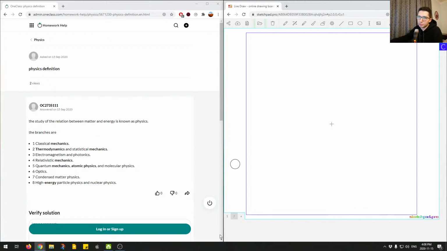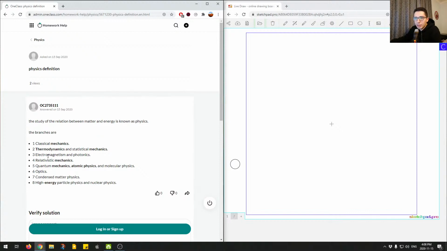Alright, so for question number 2, this is a pretty broad question, a physics definition. So let's look at what the junior tutor wrote for this question. The study of the relation between matter and energy is known as physics. So the main idea is the study of matter and energy, whenever there's a situation where you have energy, forces, things being moved around, stuff like that.